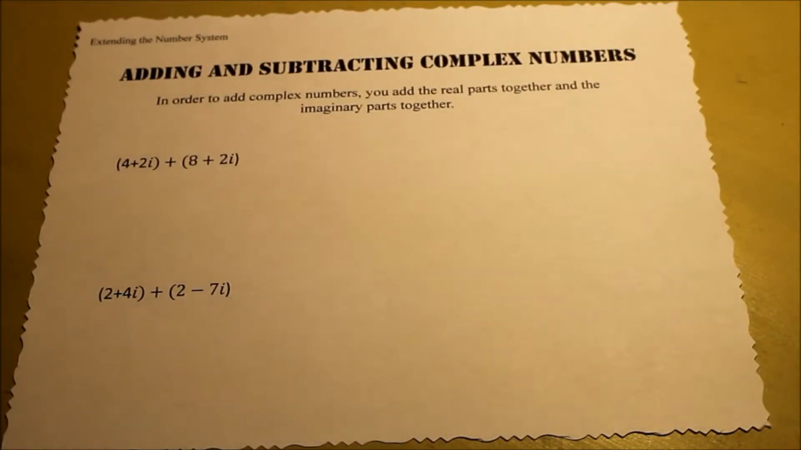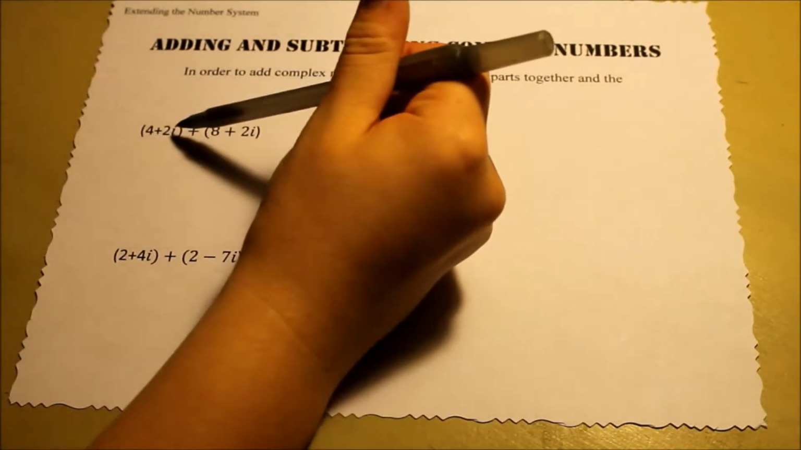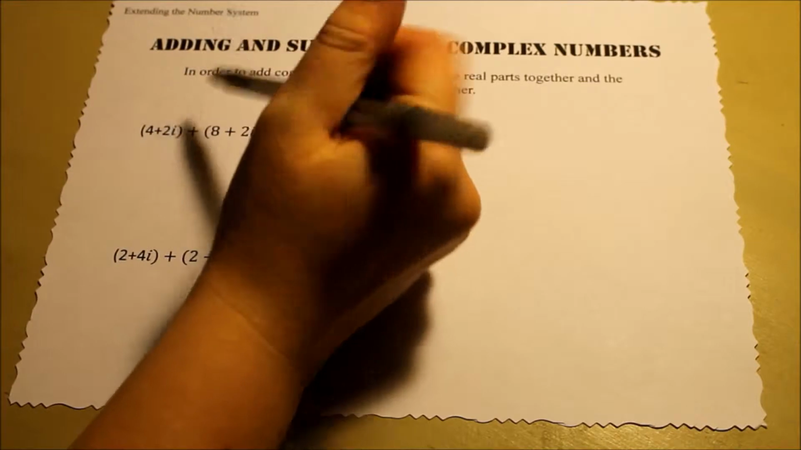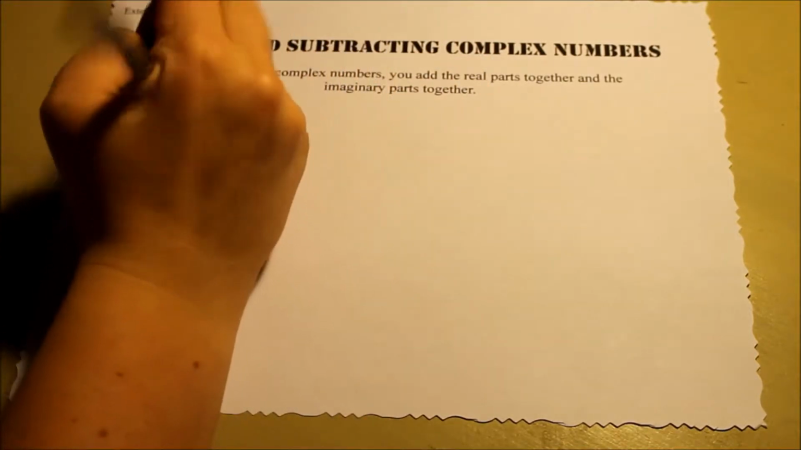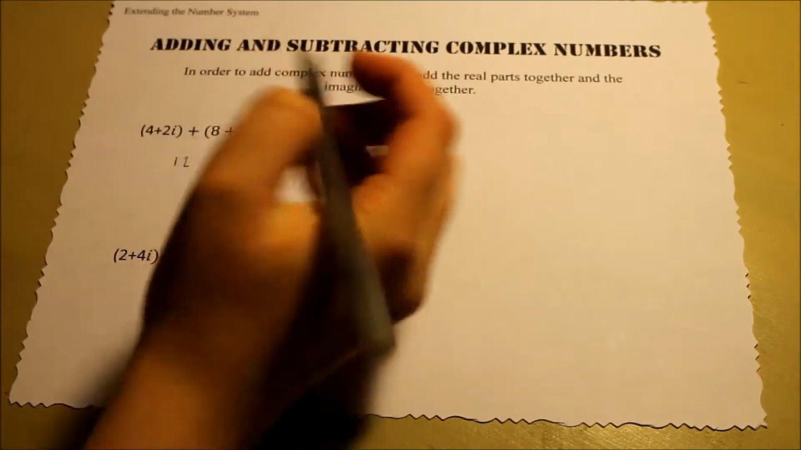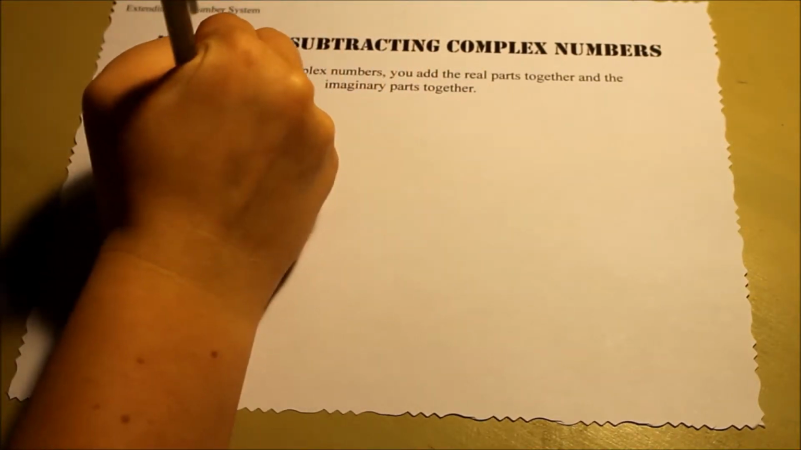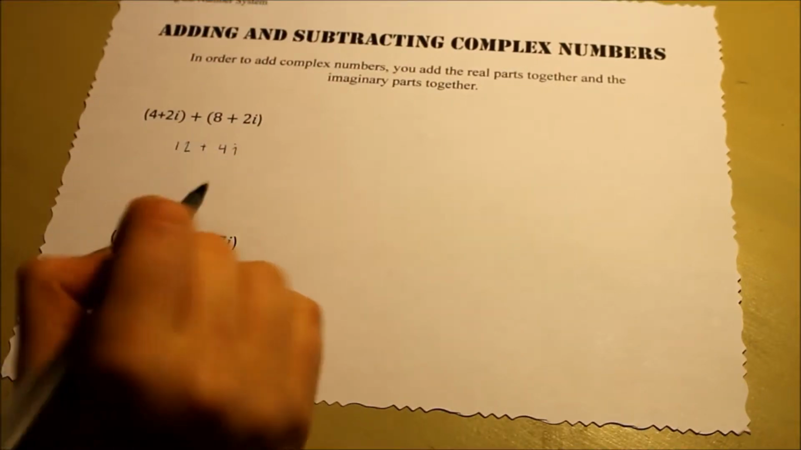Adding and subtracting complex numbers. In order to add complex numbers, you add the real parts together and the imaginary parts together. So 4 plus 2i plus 8 plus 2i. We'll combine the real parts together, which is 4 and 8, which is 12, and the imaginary parts together, which is 2 and 2. And you should get 12 plus 4i.